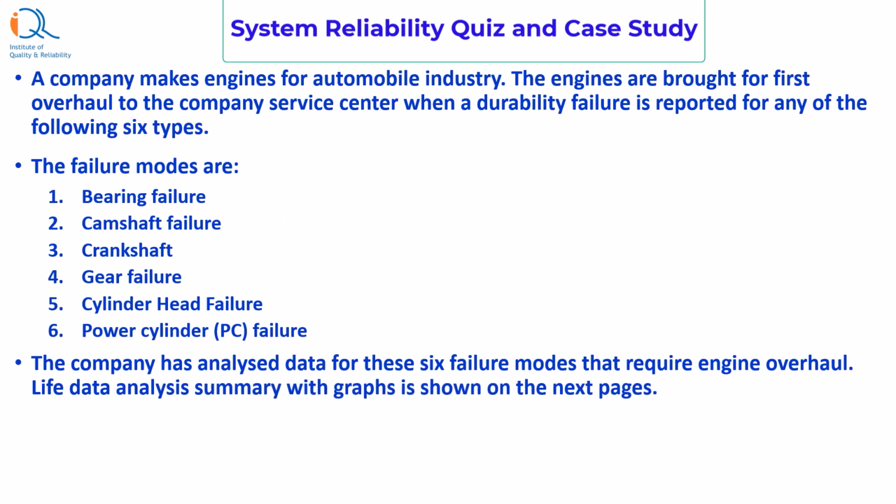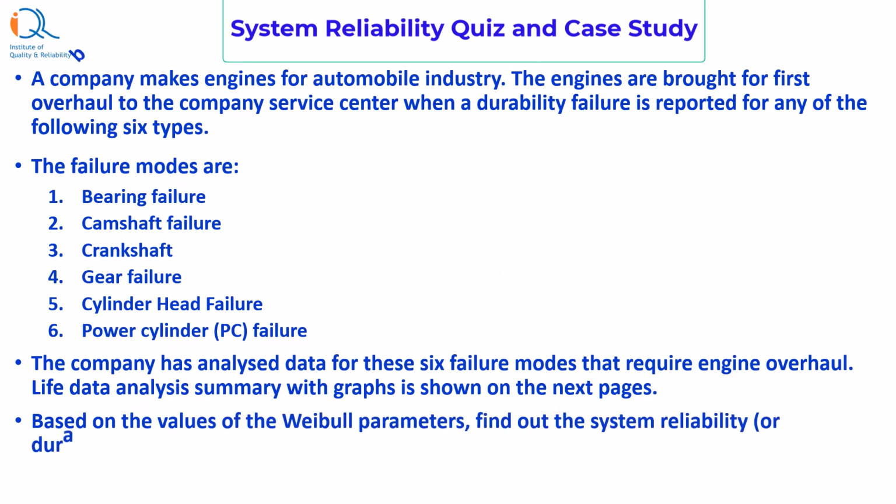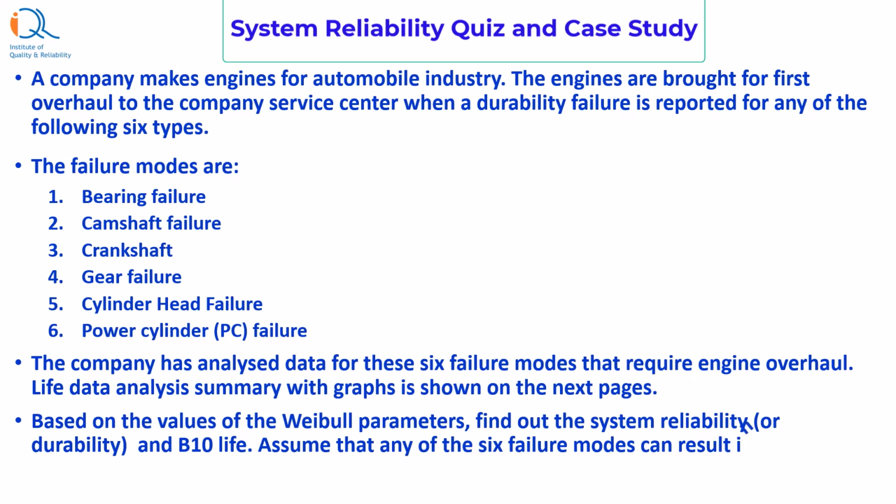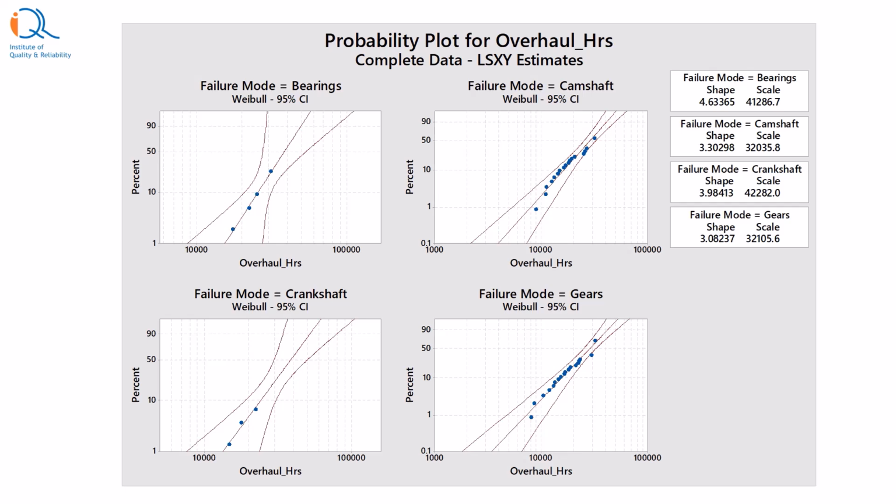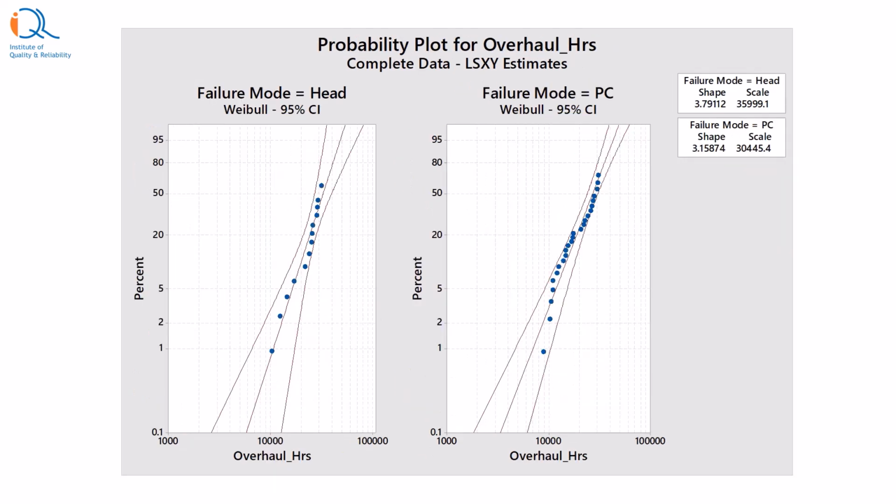Live data analysis summary with graphs is shown on the next pages. Based on the values of the Weibull parameters, find out the system reliability and B10 life. Assume that any of the 6 failure modes can result in need to overhaul the engines. Here is the live data analysis for the first 4 failure modes, namely bearings, camshafts, crankshafts and gears. Observe and note down the Weibull distribution parameters. And this is the analysis for the remaining 2 failure modes, that is cylinder head and power cylinder, PC.